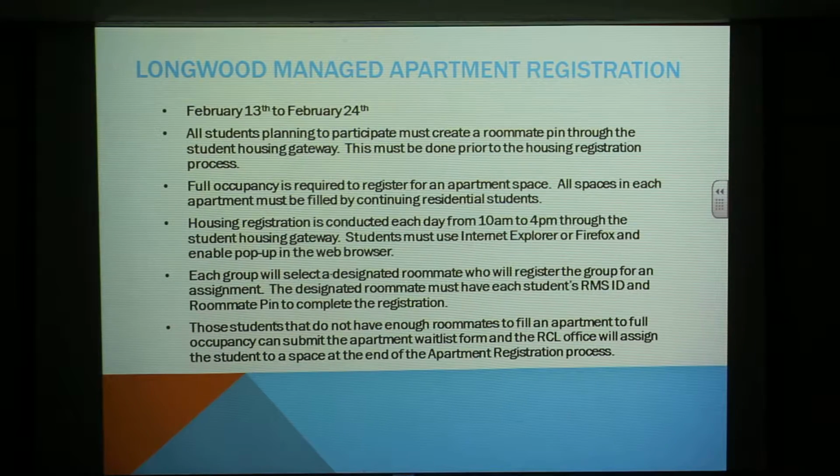And once you create your roommate PIN, each student will get an email sent to their housing account with that information. They can simply forward that email to their designated roommate who's going to do the registration, and they'll have all the information that they need. Those students that do not have enough roommates to fill an apartment to full occupancy can submit the apartment waitlist form, and the RCL office will assign the student to a space at the end of the apartment registration process.